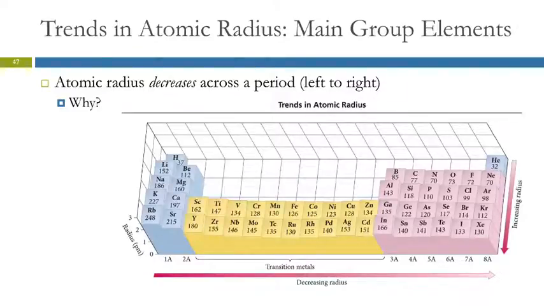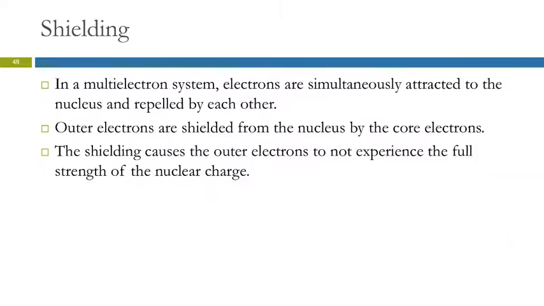If you think of it in terms of the Bohr model, where you've got planets orbiting the sun, electrons orbiting the nucleus, all we're doing is we're adding more planets to the same orbit. Why is it getting smaller? Well, it has to do with shielding. Okay, we talked about shielding last week.